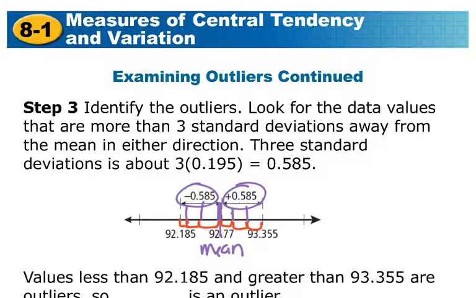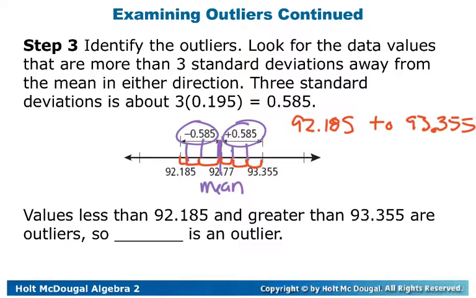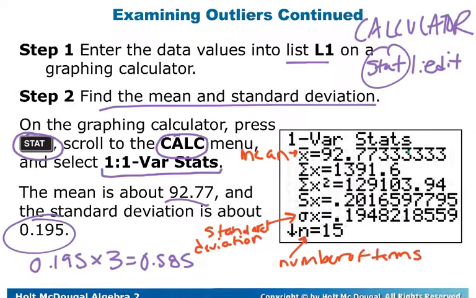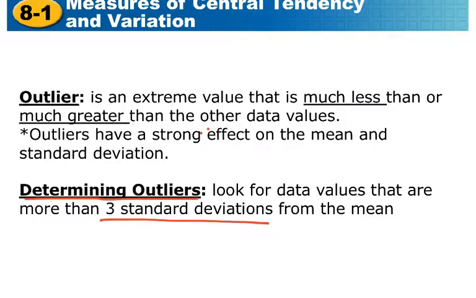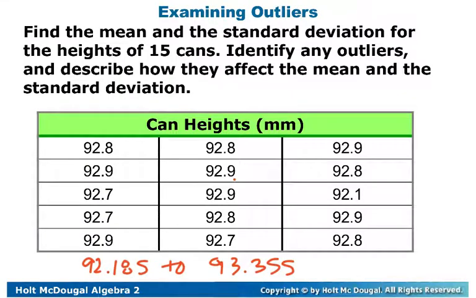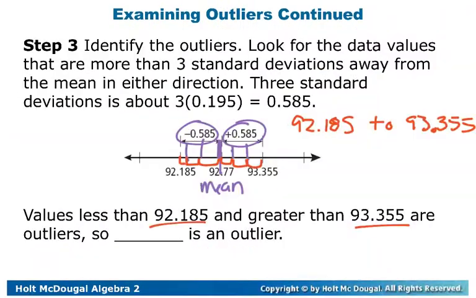So that means that generally we would like our data to be between 92.185 and 93.355. And then it would be kind of what we would say maybe normal data. So if we look at that, that means 92.185 and 93.355 are our range of values. And so if we look back at our table, we're looking for ones that are greater than or less than that. Again, we're looking for ones that are outside of these values. And so literally the only one that is anywhere near that is going to be 92.1, which is too small. It's less than 92.185. And so because of that, that is our outlier, so 92.1.